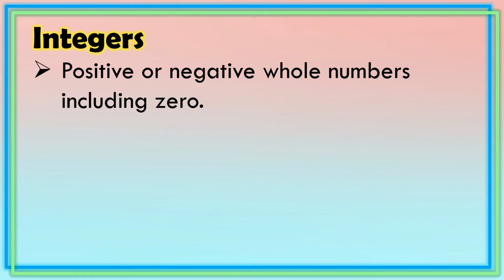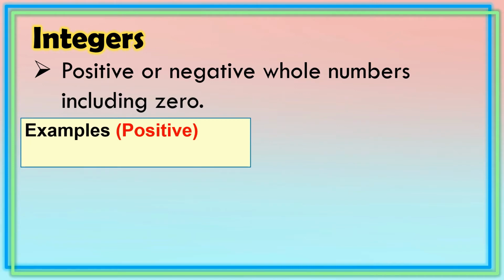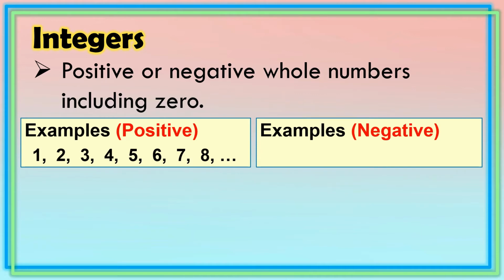Integers. These are positive or negative whole numbers including 0. Example nito ay ang positive integers such as 1, 2, 3, 4, 5, 6, 7, 8, 9, 10, and so on and so forth. Sa negative integers, nandito ang -1, -2, -3, -4, -5, -6, -7, -8, and so on and so forth.